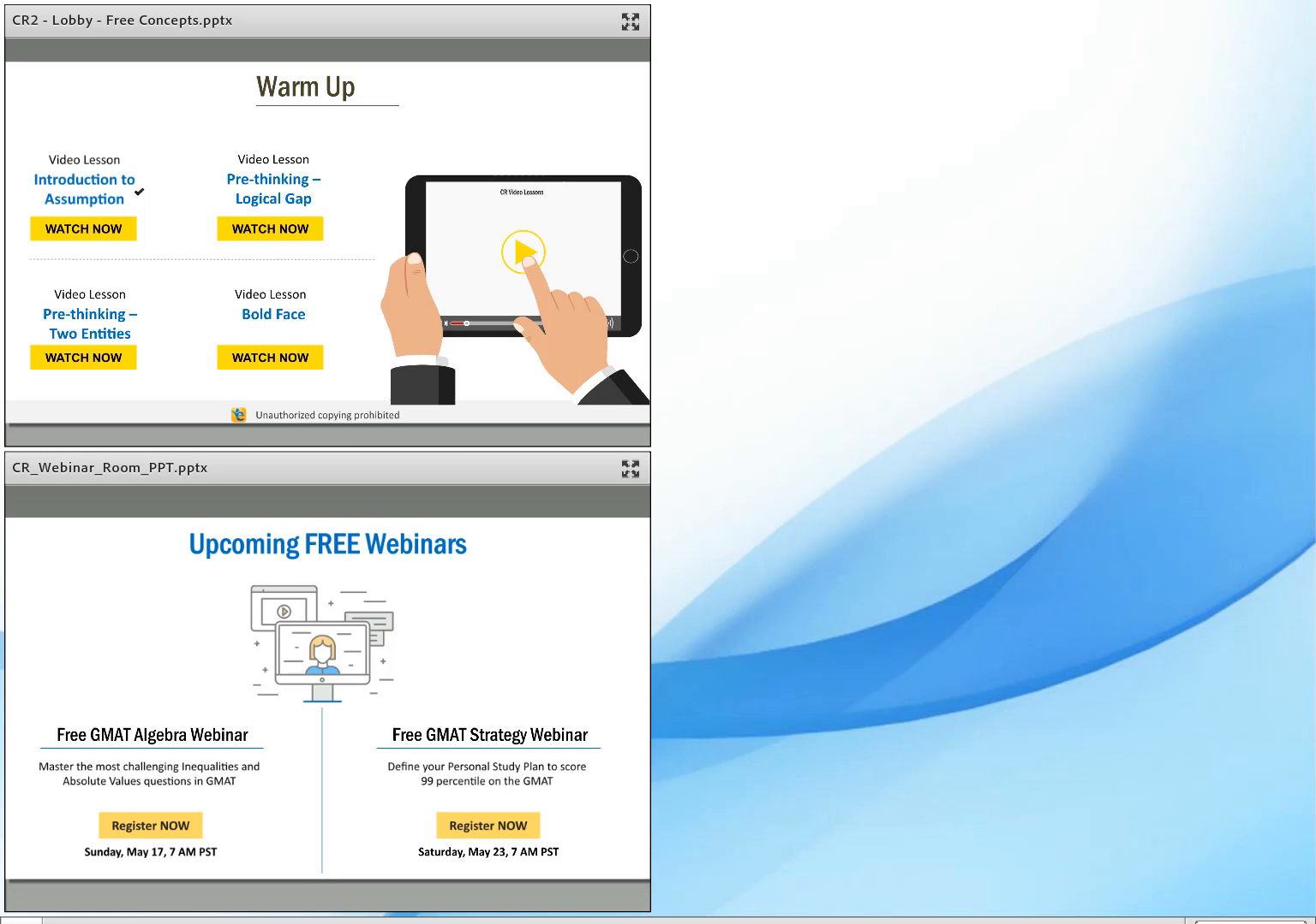Another thing that I want you to do post this webinar is to look at pre-thinking logical gap and pre-thinking two entities. These are video lessons that talk about how you go about pre-thinking on arguments that do different things. So it uses the same framework, but helps you apply that framework on different kinds of arguments. Again, these are a part of your free trial, so even if you're a registered user, not a paid user, you should be able to access these lessons.